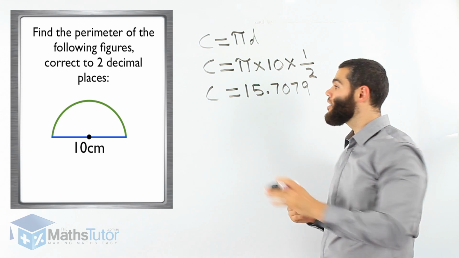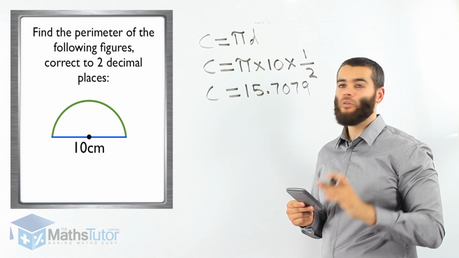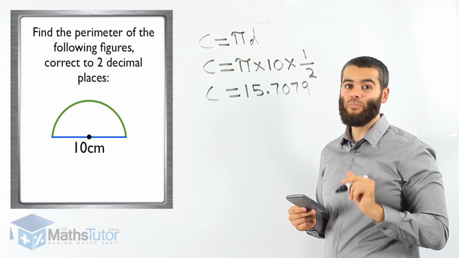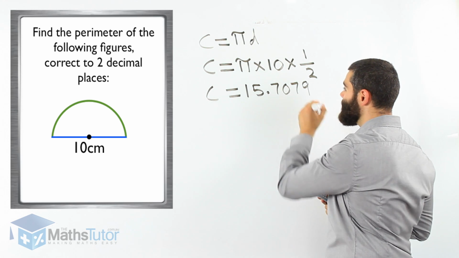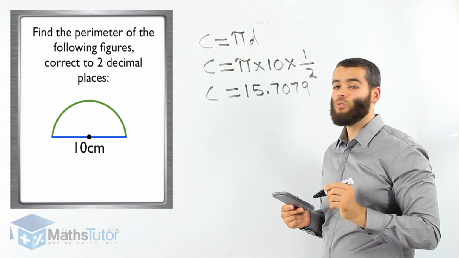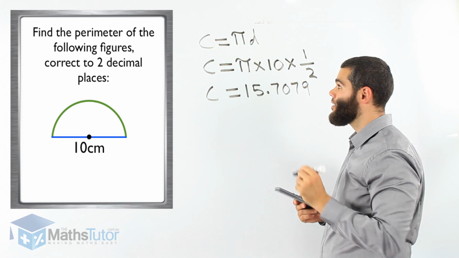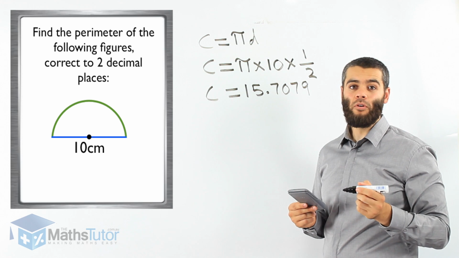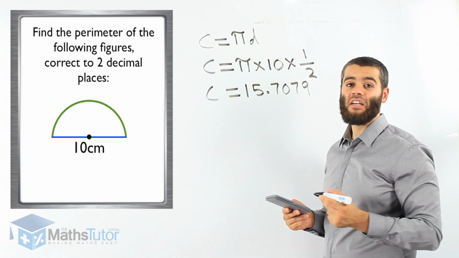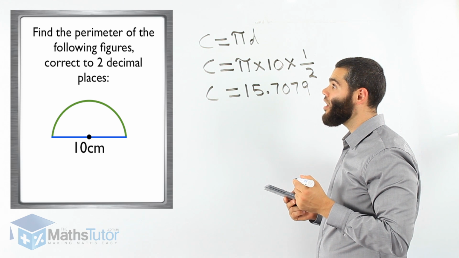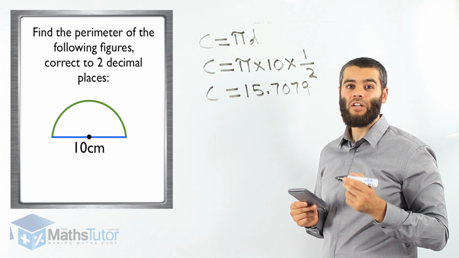Never ever round in the middle of your working out. It says correct to 2 decimal places. We only do it right at the end. Very important note. So we have the circumference of this semicircle, which is the green edge of this figure. Now we need to work out the blue. Well, the blue is very simple. It's actually just 10. So the length of the blue line is 10. The blue edge is just 10.